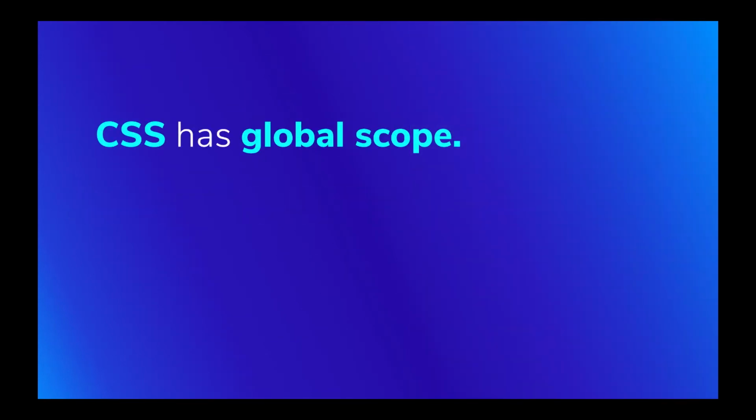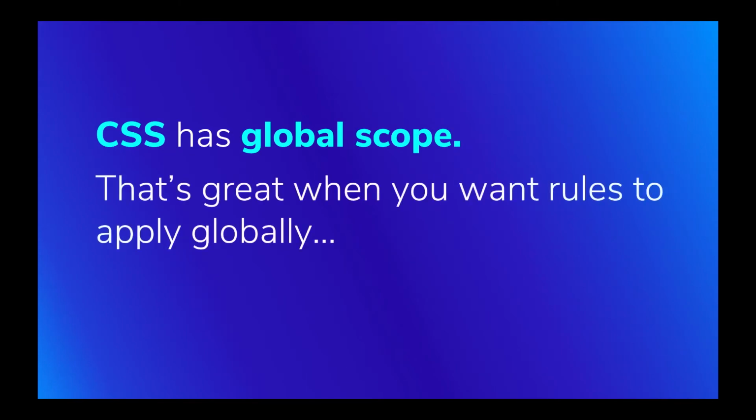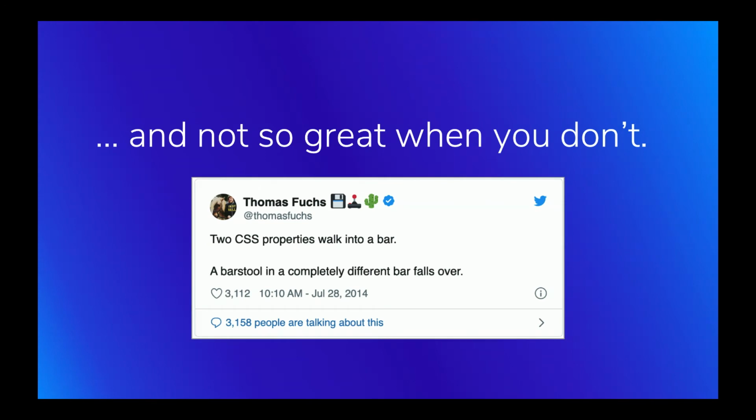So, CSS has global scope. Who here has used CSS? Excellent. It allows you to write rules that, with a small amount of code, let you create consistent styles across your site. It's great when you want rules to apply globally, and potentially not so great when you don't want that. I'm sure many of us have had some variation of this, where you or somebody else on your project makes a change in your CSS, and there are unintended consequences somewhere deep in the reaches of your front end.